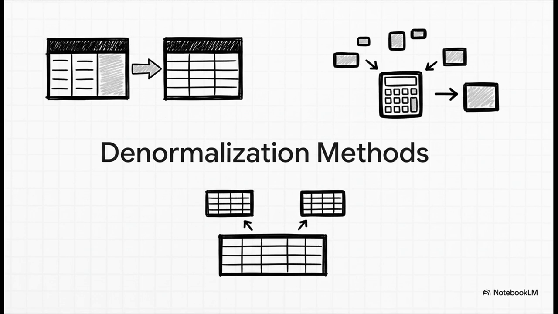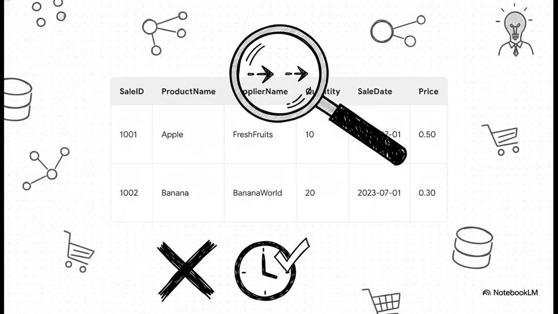This might mean we intentionally add some of that duplicate data back in. Or we might store pre-calculated totals so the computer doesn't have to do the math every single time. We might even merge those nice, neat tables back into one. And would you look at that? We are right back to where we started with our original messy table. But here's the key. It's not a mistake anymore.